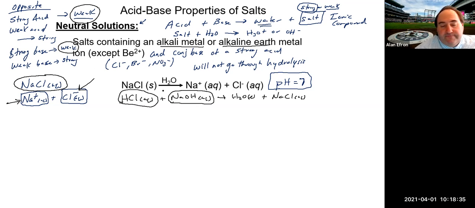So if you see something that came from group 1 or 2 on the periodic table, except for beryllium, you can consider it neutral. Anything that came from a strong acid, also consider it neutral. So the nice thing about this is if you had, in theory, a solution of sodium chloride, it should yield you a pH of 7 in that case. Any questions on that salt?